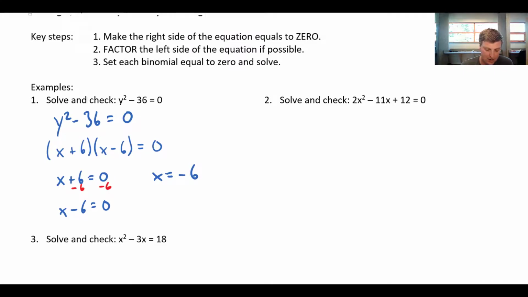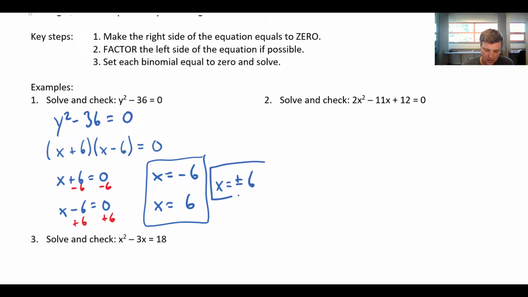And then for this second equation, my second binomial, I'm going to add 6 to both sides, and I get x equals +6. So those are my two solutions. X is either +6 or -6. And I could point out that you could just write that as x equals plus or minus 6 if you prefer. That's also just as good.